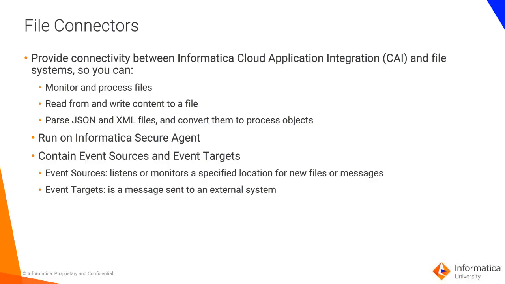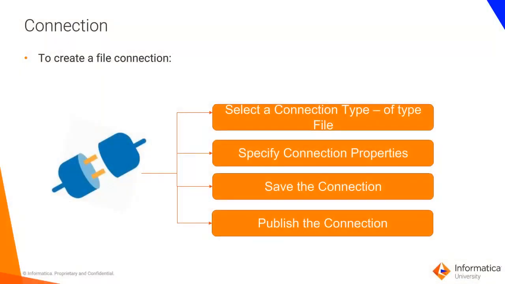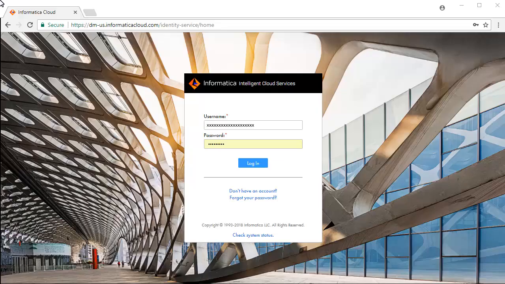An event target is a message that is sent to an external system. For example, you can define an event target that reads from a process object and writes to a comma-delimited file. To create a file connection, select a connection type of type file. Specify connection properties, for example name, description, and other connection parameters. Save and publish the connection.